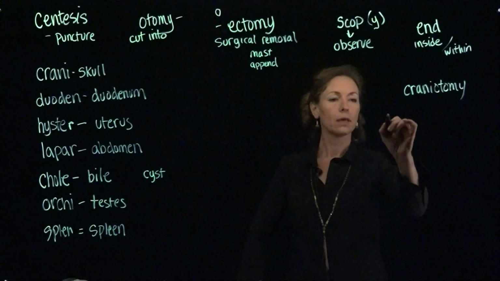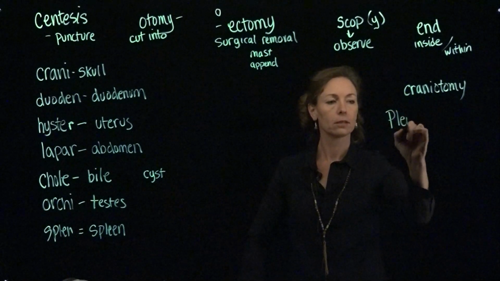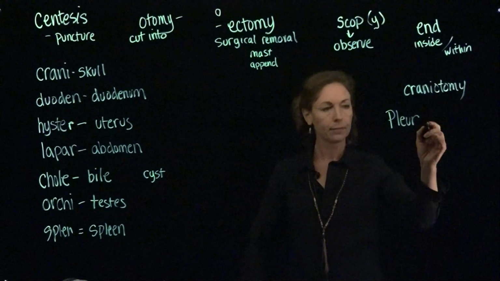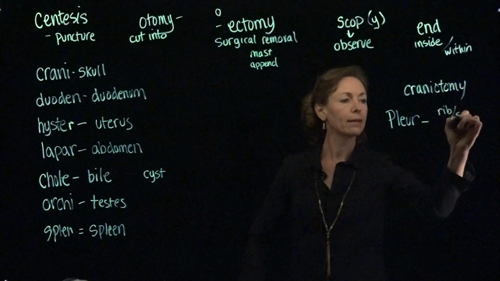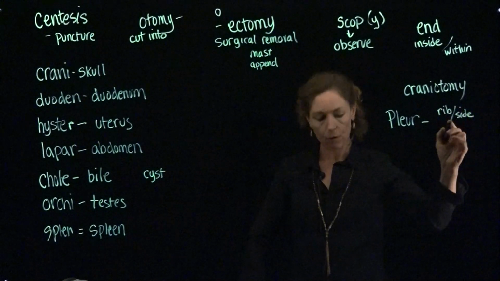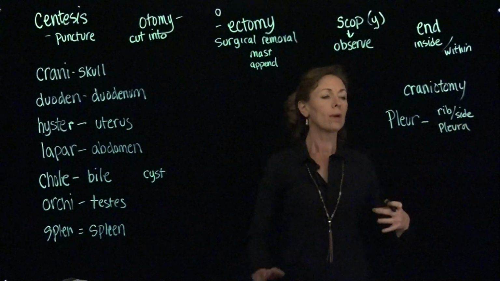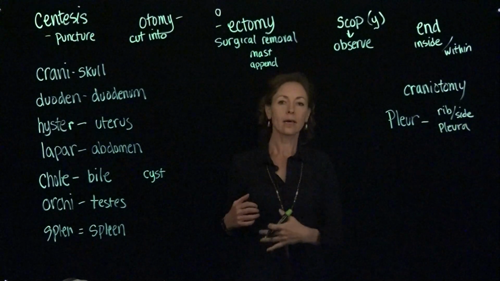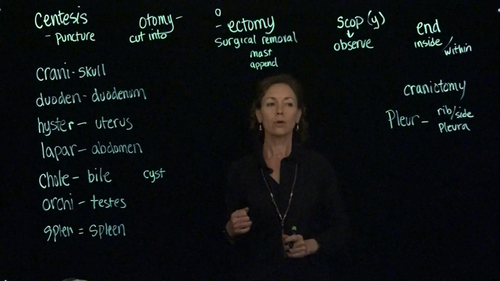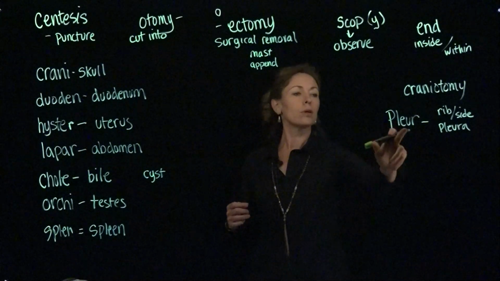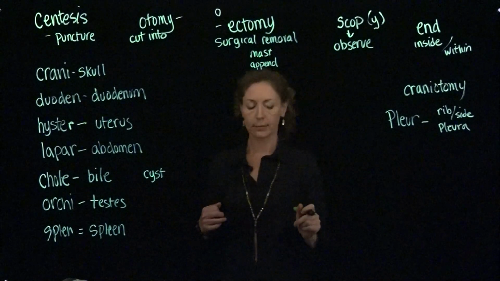Our next one is one that you see and hear a lot probably in our lessons, and it's pleur. Pleur can refer to your rib, that side there where your rib is, or your pleura, which is that lining inside of your lung at your ribs. So pleur can refer to the rib itself or that pleura, that pleural space.